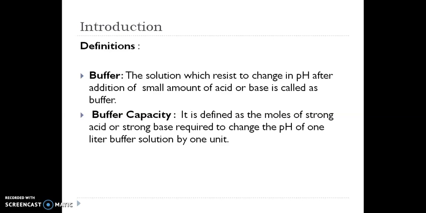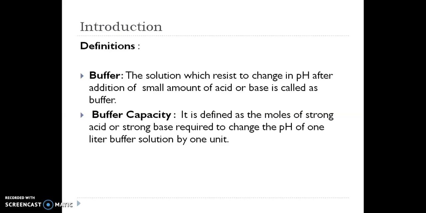it is the solution which resists change in the pH after addition of a small amount of acid or base, and is called a buffer. So simply you can say that it is a solution which is used to maintain the pH of another solution.